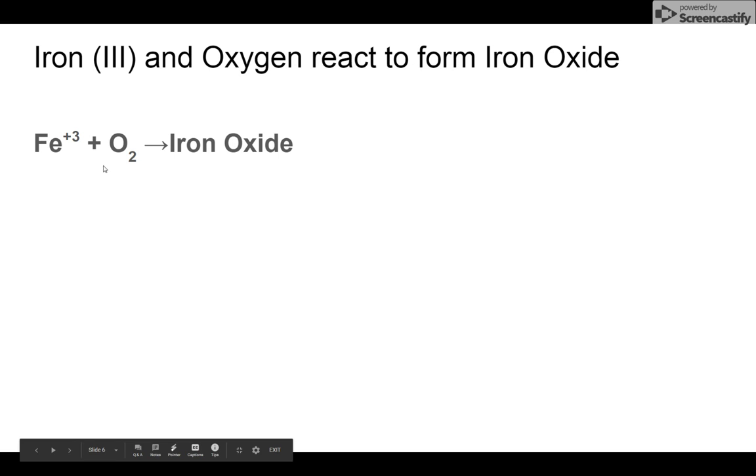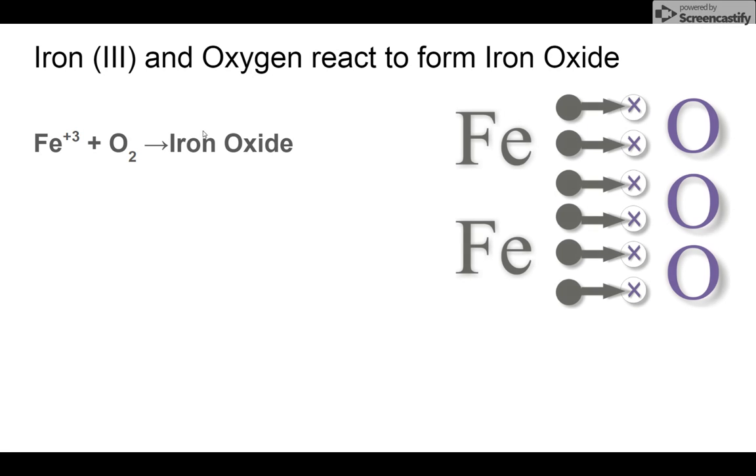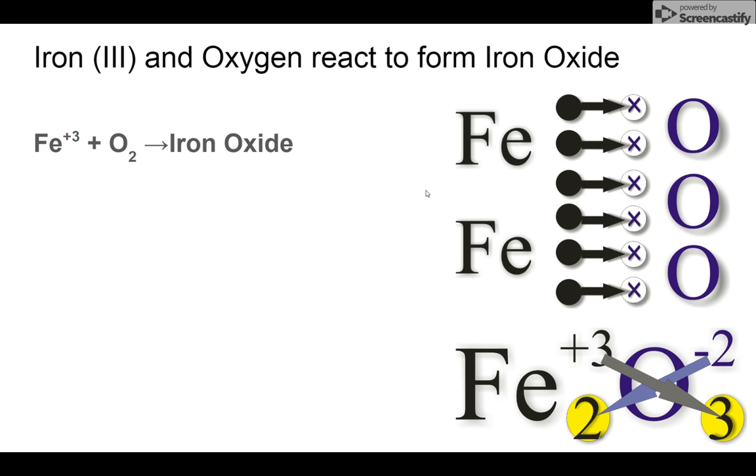Let's look at another example. If I said to you on a test, iron 3 and oxygen react to form iron oxide. The iron 3, I am telling you, is +3. That's what that means. Oxygen is always O2. And iron oxide, you have to figure out. Well, if iron is +3 and oxygen is -2, you would have to draw this for the Lewis dot. Or use the crossover method and leap to the answer.